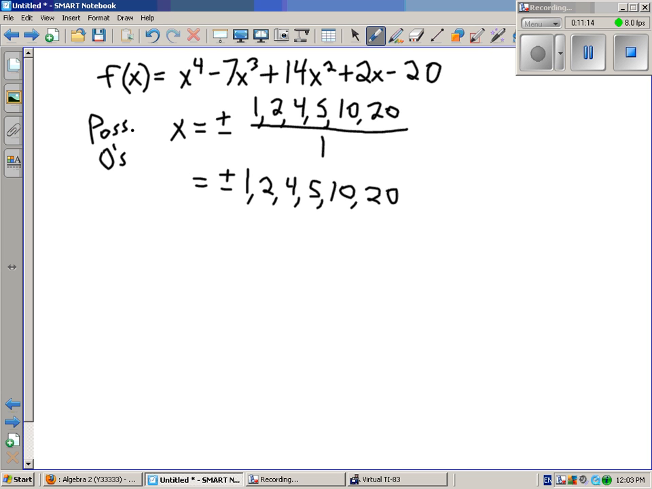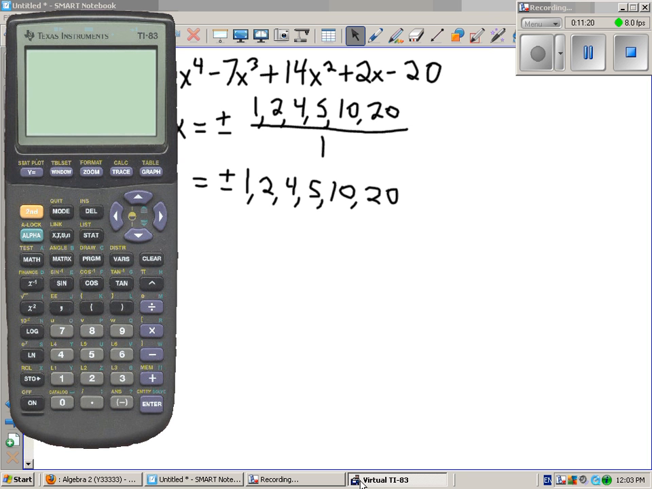All right, so next up, we need to confirm those on our calculator. Now, in the interest of time, well, I thought I had it in there, but I don't. So let's plug it in. X to the fourth minus 7x cubed plus 14x squared plus 2x minus 20. Graph it.